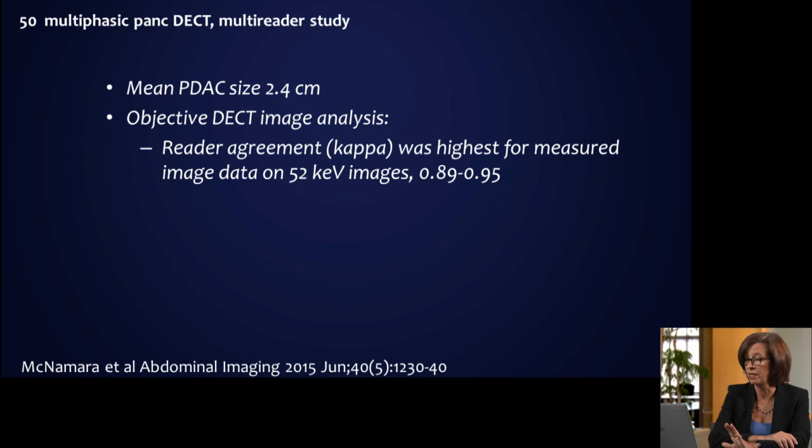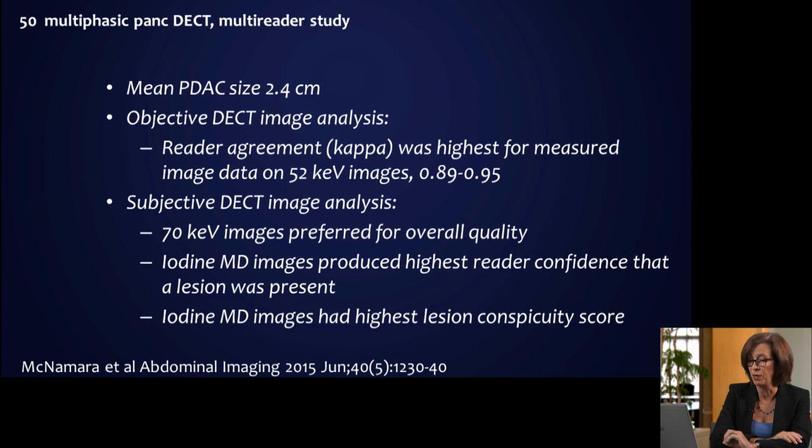We measured objective image analysis and found that the kappa values were highest for regions of interest measured by our readers on the 52 keV images. So they were good for objective analysis. But when we asked the readers what they liked best, we still found that they liked the 70 keV images just for looking at the abdomen. In other words, things that were familiar, the liver, the kidneys, other things outside the pancreas, they thought looked best at 70 keV, and that makes sense.